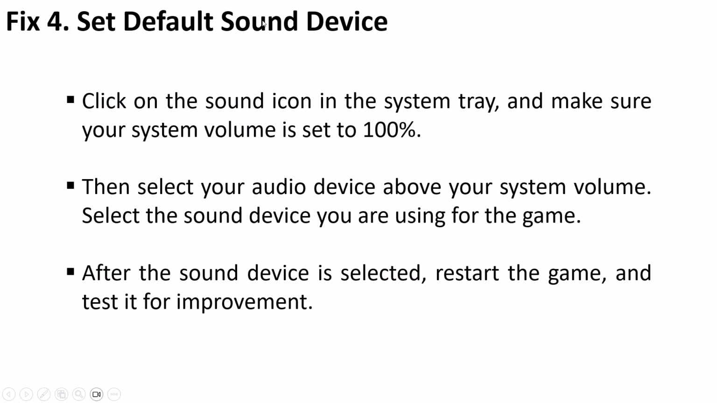Fix 4. Set default sound device. Click on the sound icon in the system tray and make sure your system volume is set to 100%. Then select your audio device above your system volume. Select the sound device you are using for the game. After the sound device is selected, restart the game and then test it for the improvement.